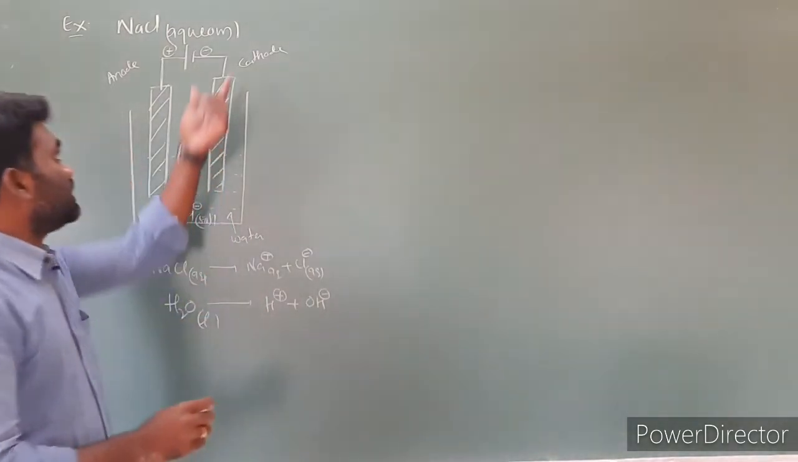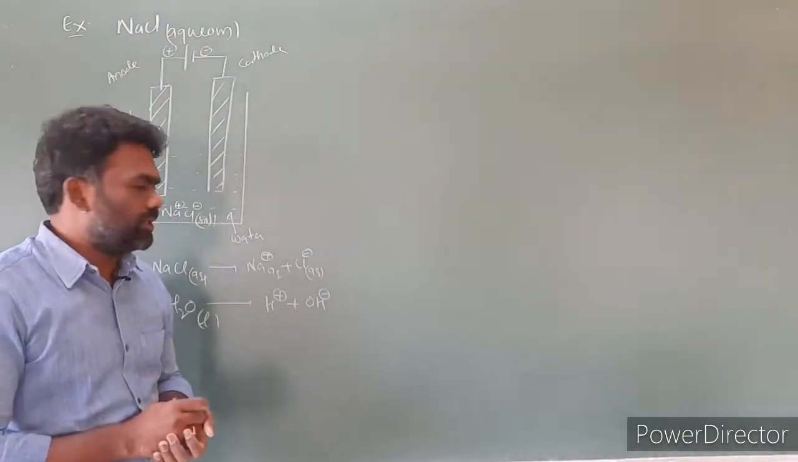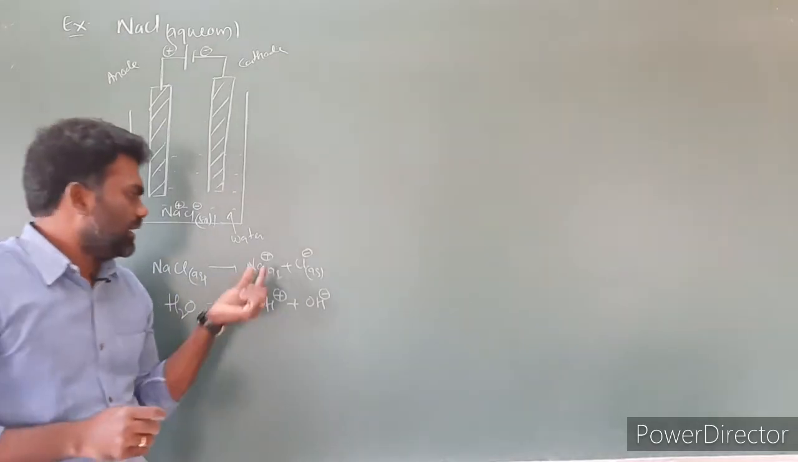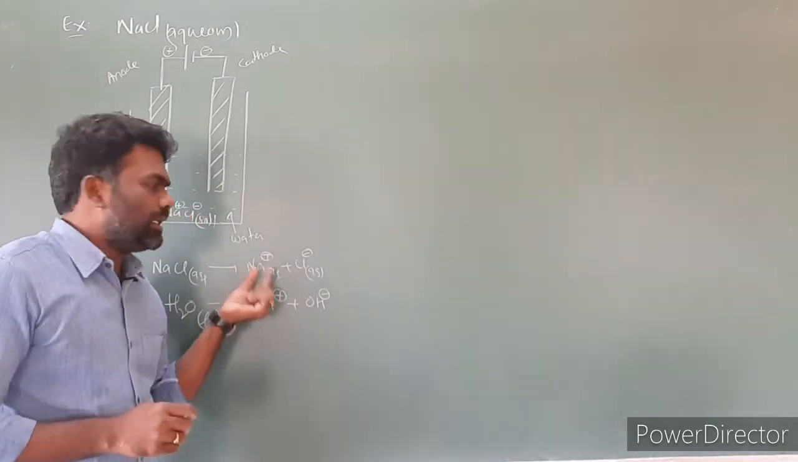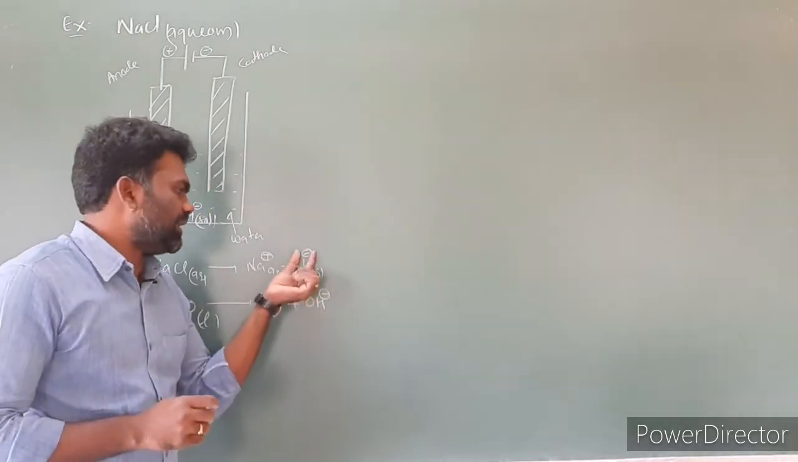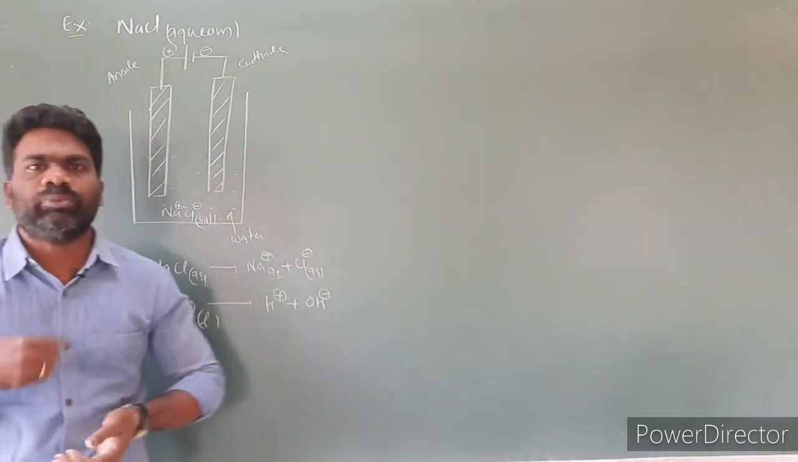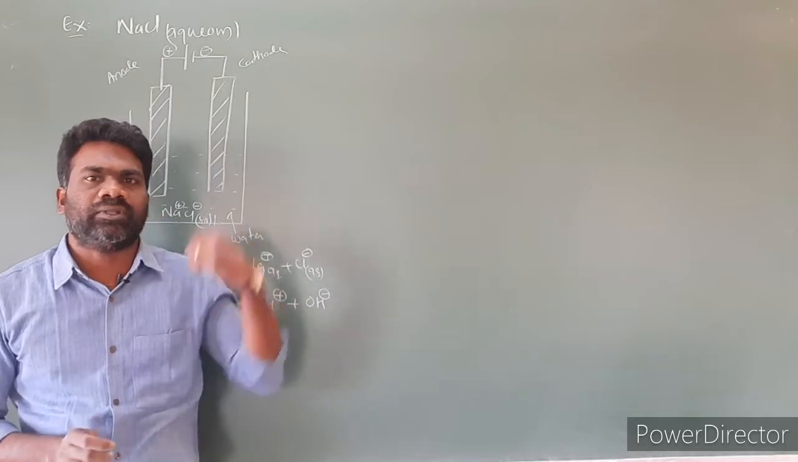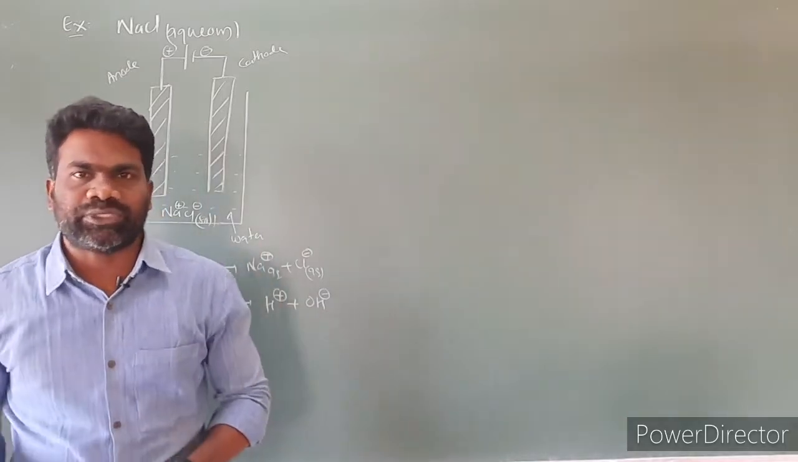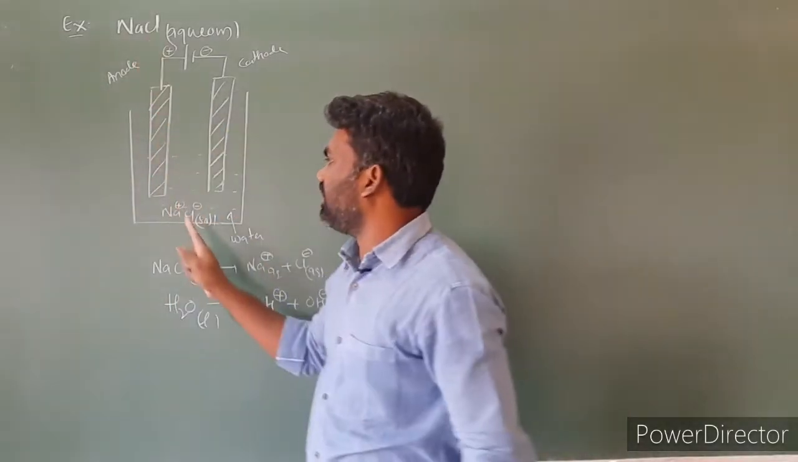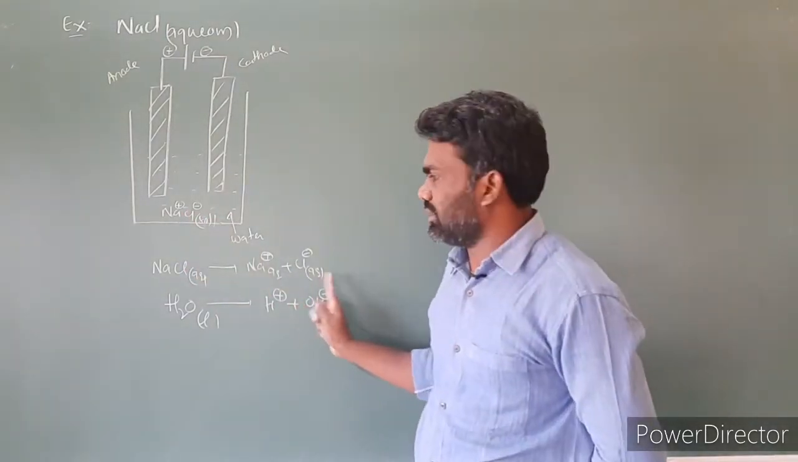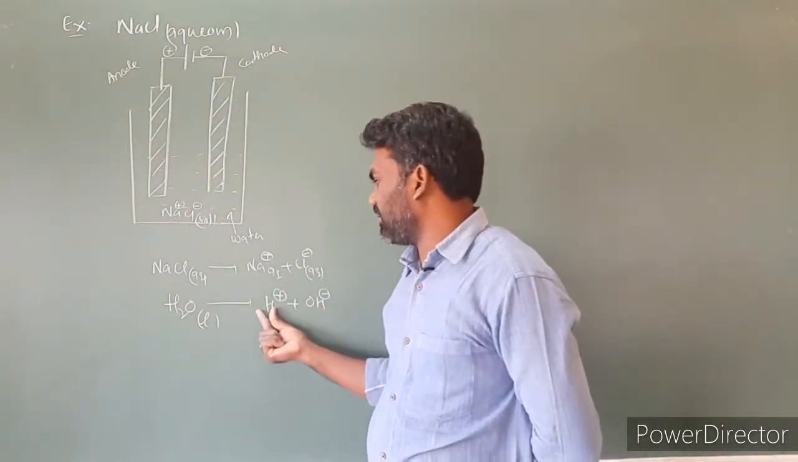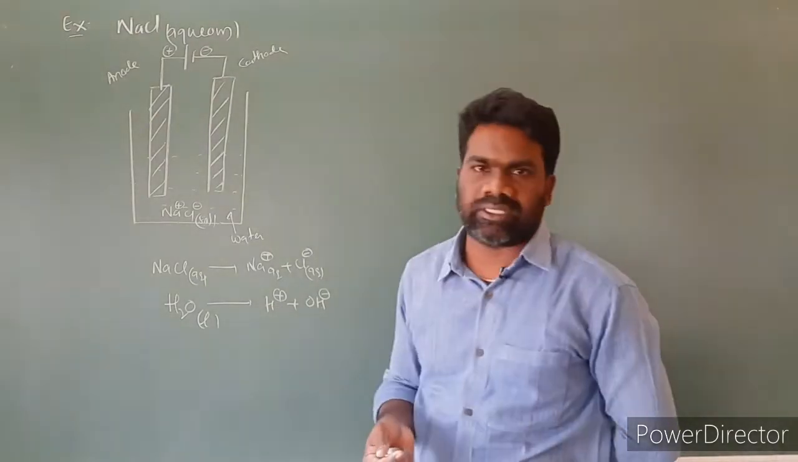Now when we pass the electric current through this electrolytic solution, a competition arises. There are two positive ions, Na+ and H+, and two negative ions, Cl- and OH-. So the question arises: which ion will be deposited at the electrode? If NaCl is dissolved in water, you get Na+ and Cl- ions, and water also dissociates into H+ and OH- ions.